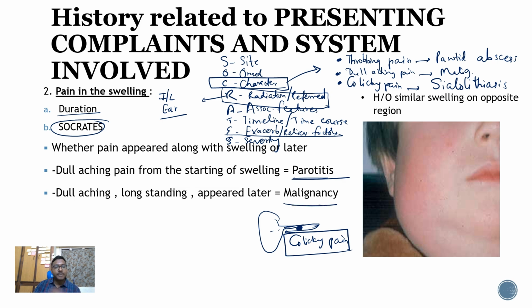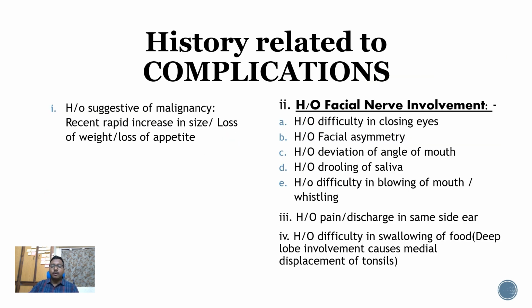Next. This is regarding pain in the swelling. So this is a picture of a parotitis. You can see here diffuse enlargement of the gland and some erythematous changes here, and it will be very painful. This is nothing but parotitis, right? Next. So we have finished the first part, the history of present illness. That is nothing but history related to the presenting complaint and the system involved.